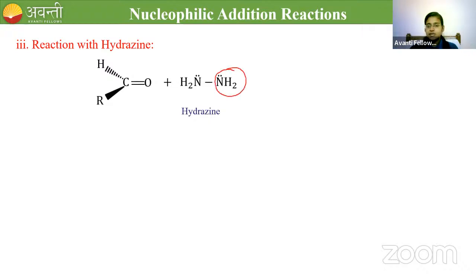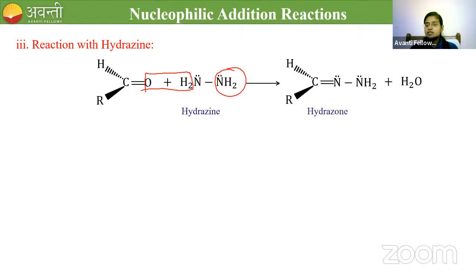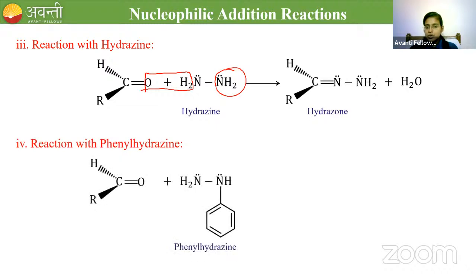Third is the reaction with hydrazine. What is hydrazine? If the Z group is NH2, it is hydrazine. NH2 bond NH2 is called hydrazine. Then if you remove the water particle from this, you will get C double bond N NH2. This is called hydrazone. From hydrazine, we will get hydrazone. Then the fourth is the reaction with phenyl hydrazine. What is phenyl hydrazine? NH2 NH2 is hydrazine.